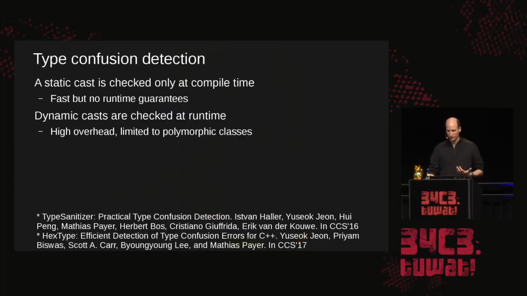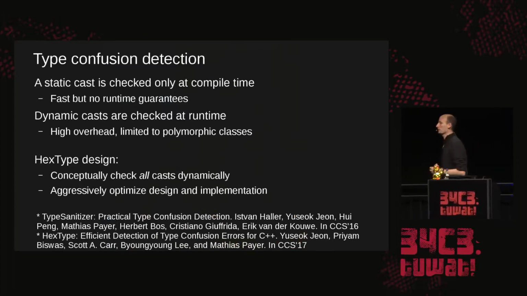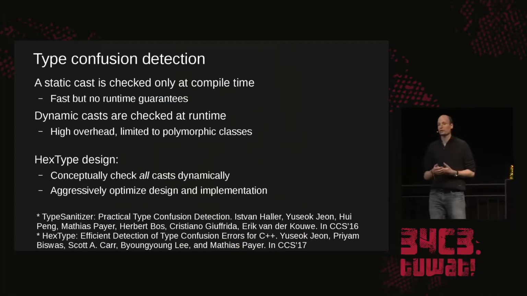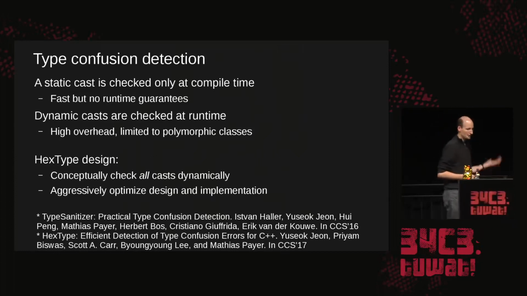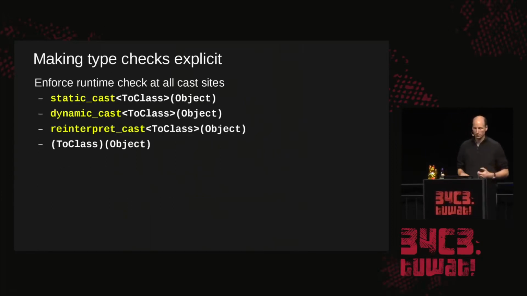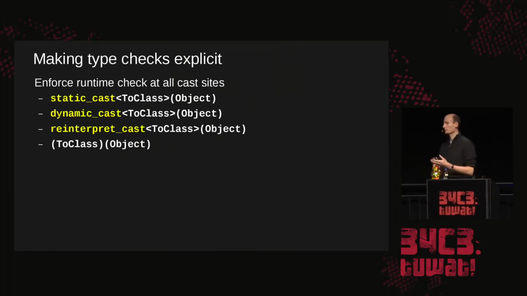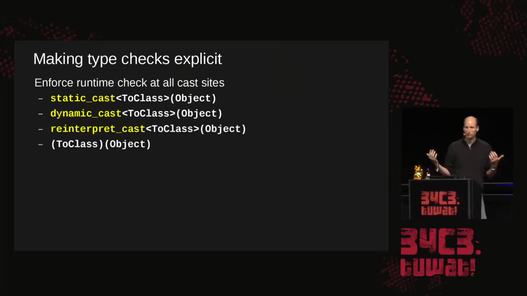Our underlying idea is that we would check every single type cast. So we do a dynamic check for every single type cast, and then aggressively remove as many casts as we can as part of our design and implementation. So we are making type checks explicit. We enforce an explicit runtime check at all cast sites for dynamic casts, static casts, reinterpret casts, and also C-style casts.